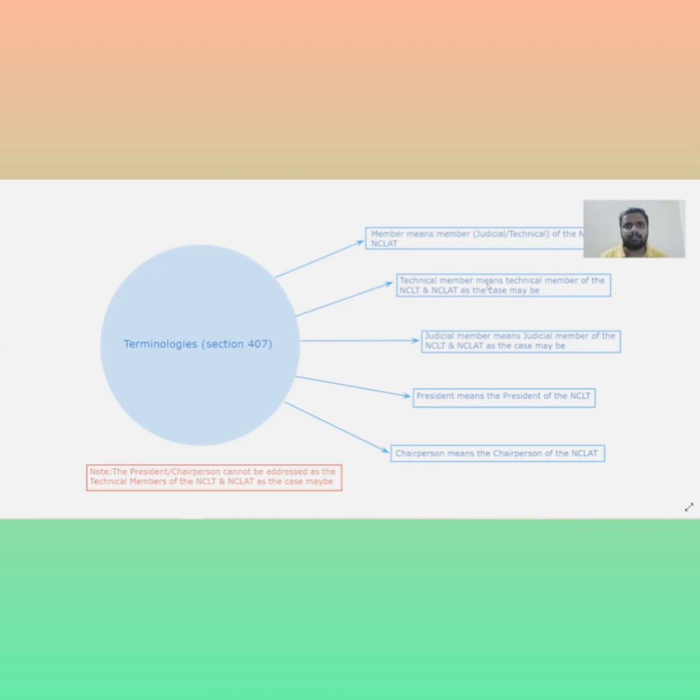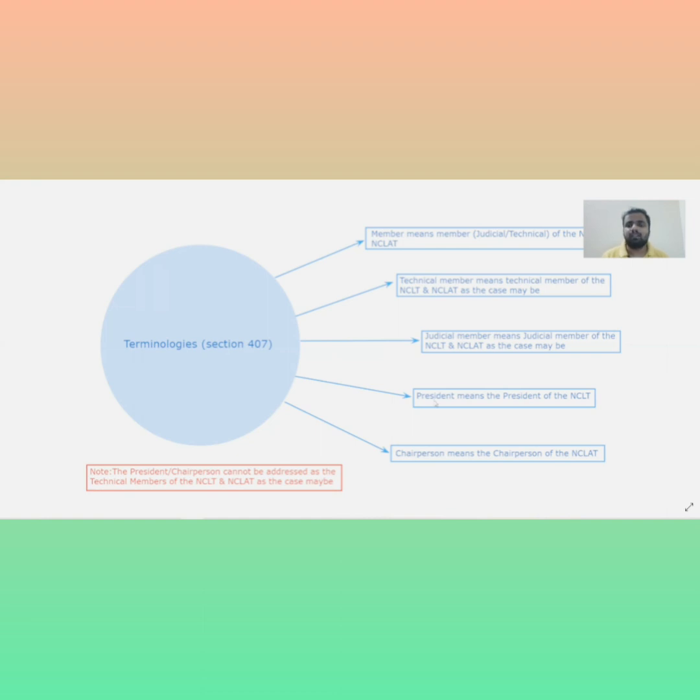Now, for appointing a technical member, there are a few guidelines given by the MCA. For example, a chartered accountant in practice for 15 years or more can apply for the position. Similarly in the case of cost accountants, company secretaries, and so on. I'm not going to go into that depth. Then, the judicial member. Judicial member means the judicial member of the NCLT or the NCLAT as the case may be. In this case, a judge of the High Court can be the judicial member, or any other person as specified by the MCA.